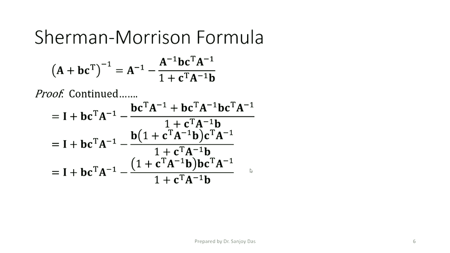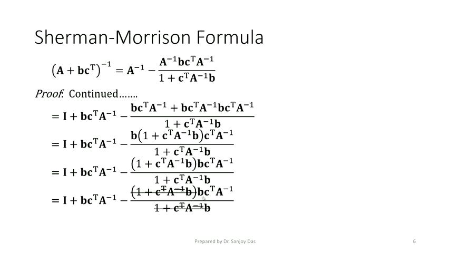Okay, so what's the next step? We can cancel out the numerator and the denominator, they're both scalars. So, what do I get? This side will be BC transpose A inverse with a negative sign here. So, I plus BC transpose A inverse, negative BC transpose A inverse, I get the identity matrix. So, we have proved the Sherman-Morrison formula.